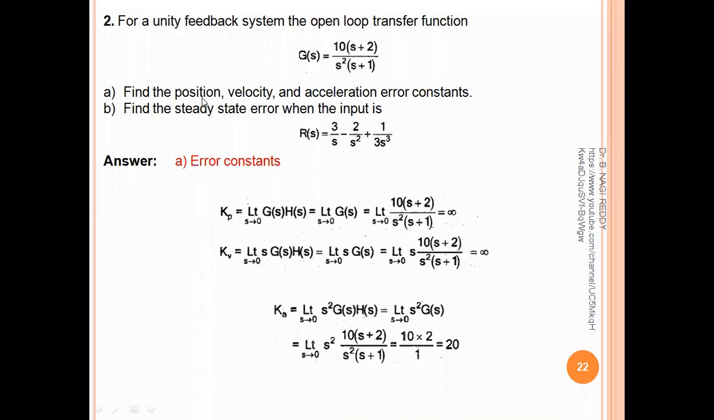What we need to find are the position, velocity and acceleration error constants. So these three error constants have to be calculated, which is our first bit. And our second bit is we need to find the steady state errors for the given input as R(s) = 3/s - 2/s^2 + 1/(3s^3). So here the input signal is given. For this particular input signal, we need to calculate the steady state error. Right? So this is our B bit. So we will calculate the error constants first and then we will calculate the steady state error.